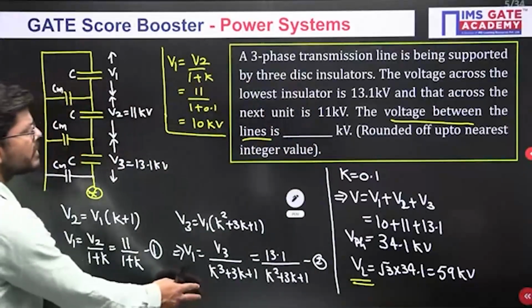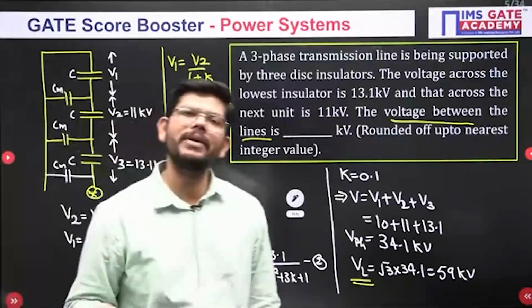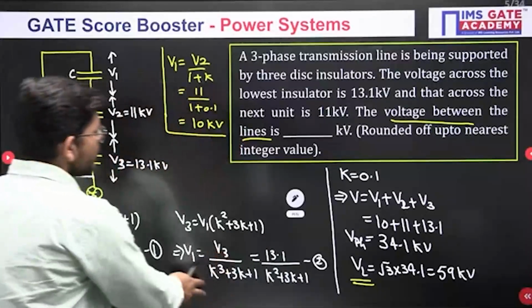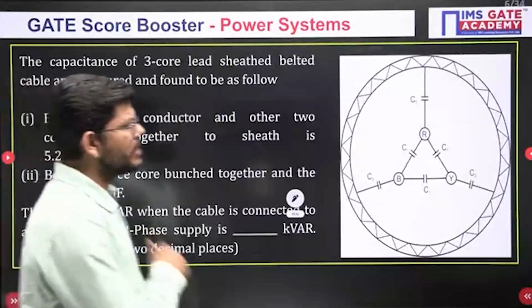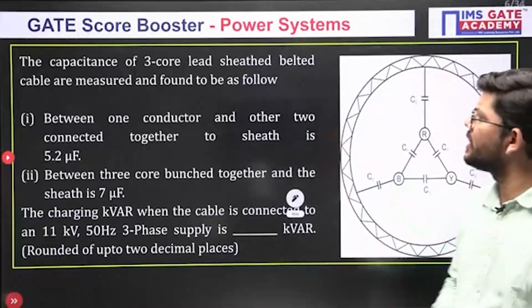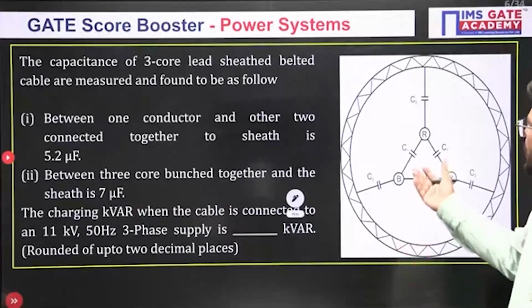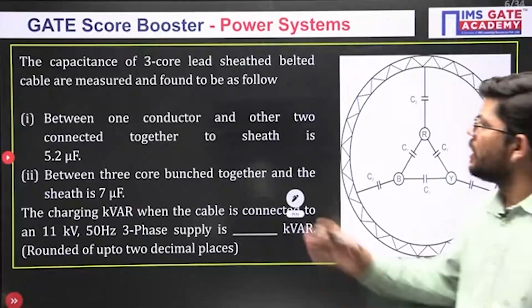So let me move towards the next question. These kinds of questions you can expect in the upcoming GATE exam. Now see this question. What do we have here? The capacitances of a 3-core lead sheathed belted cable are measured and found to be as follows. Okay, so this is the 3-core belted cable that we have.